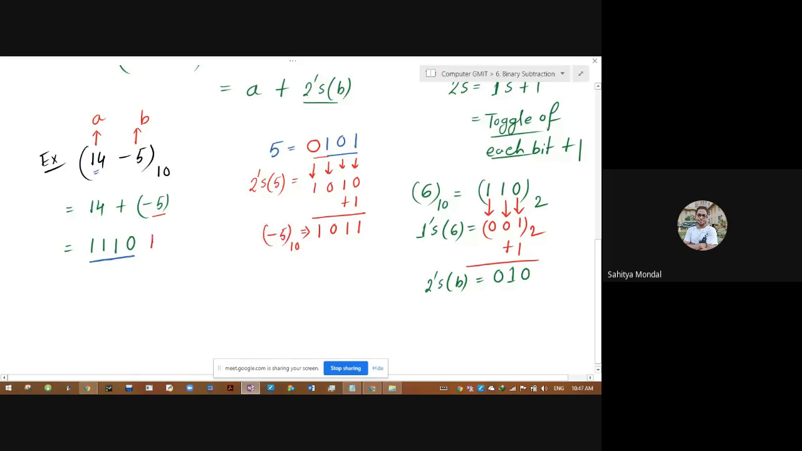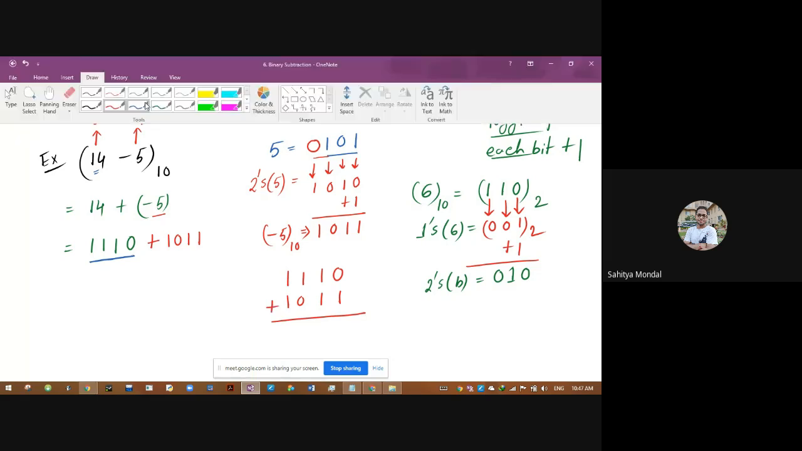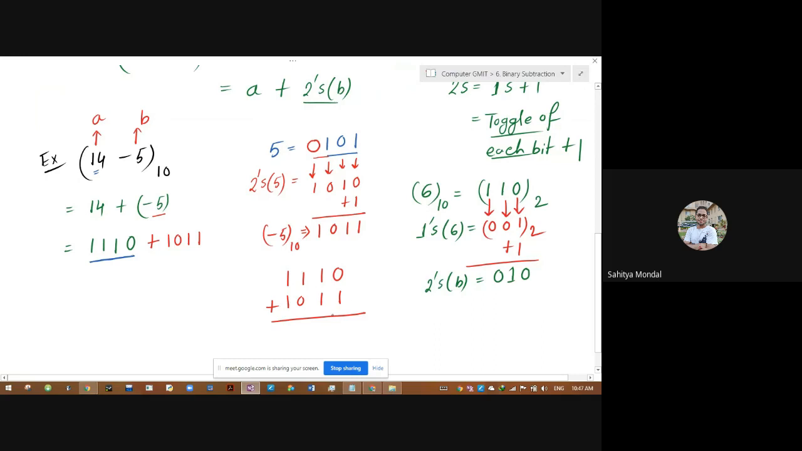Now I am going to add this with the existing A, which is 1, 1, 1, 0. So I get 1, 1, 1, 0 and 1, 0, 1, 1. I am going to compute the binary addition which was discussed the day before yesterday. So 0 plus 1 is 1, 1 plus 1 is 0, carry forwarded, then 1 plus 0 plus carry is 0 with carry, and finally we have triple 1. Triple 1 means sum is 1, carry is also 1.